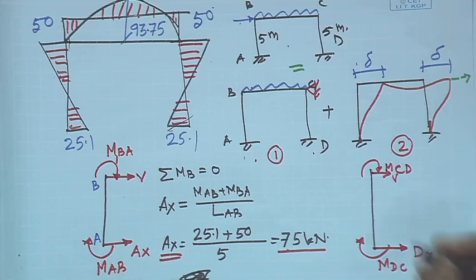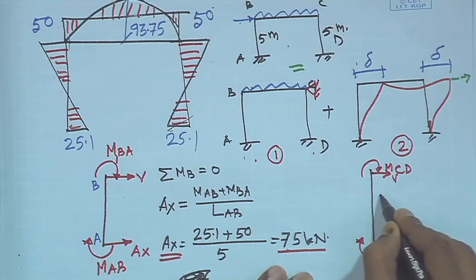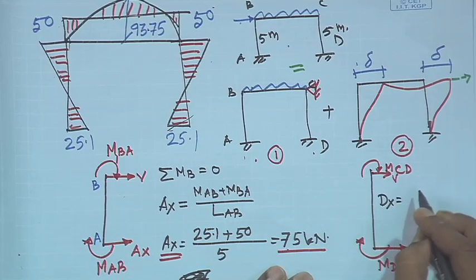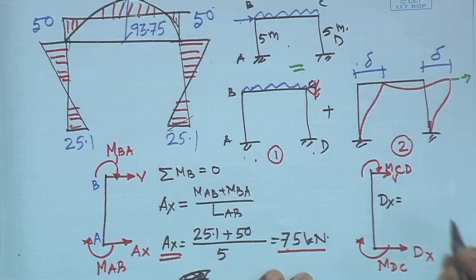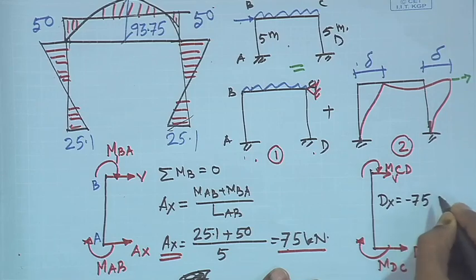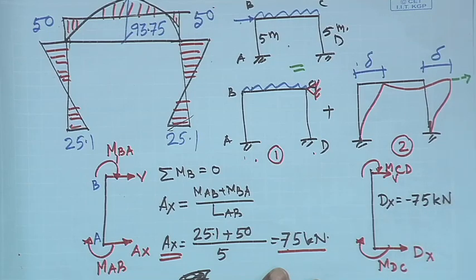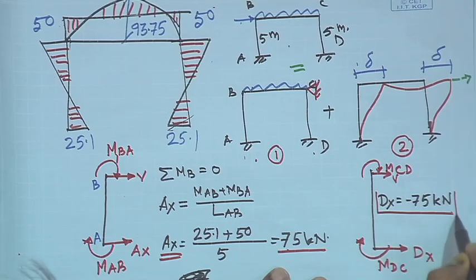If you substitute that, and this length is 5 meter once again, we get minus Dx is equal to minus 75 kilonewton. Okay. Dx is equal to minus 75 kilonewton. Okay. Now, this is the problem.